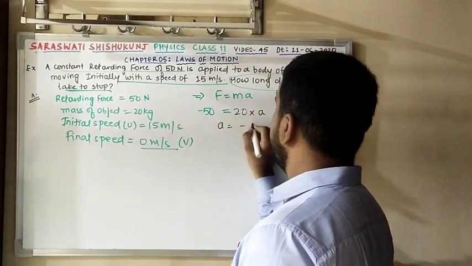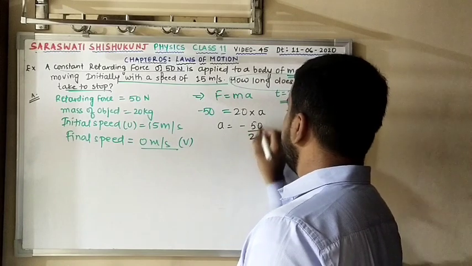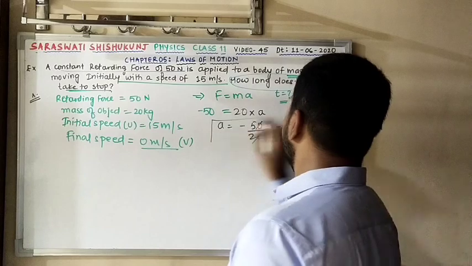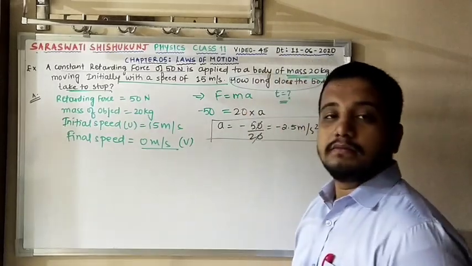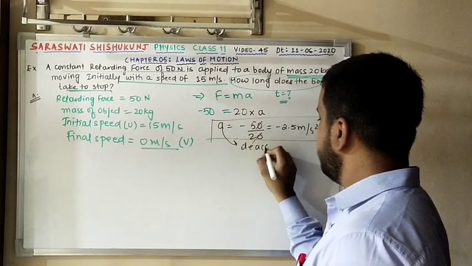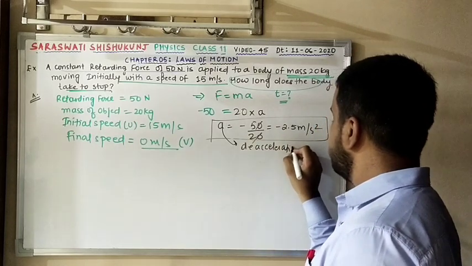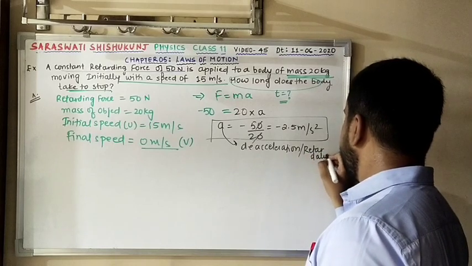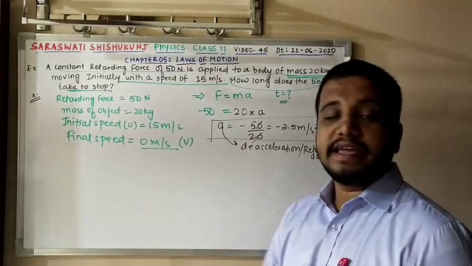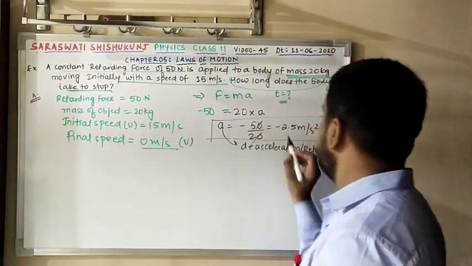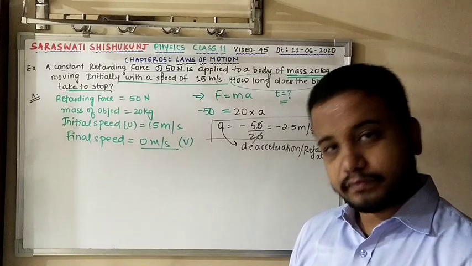So a is equal to minus 50 by 20. Cancelling the 0, your answer is minus 2.5 meter per second square. This is my acceleration. Since it is negative, it is deceleration, or you can say retardation. Negative acceleration is known as retardation or deceleration. Therefore, the answer is minus 2.5 meter per second square.